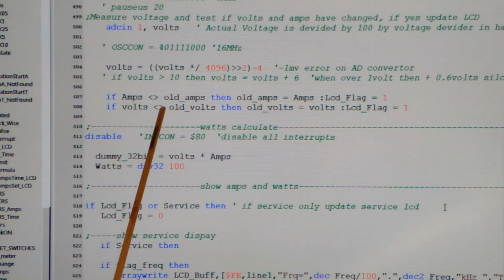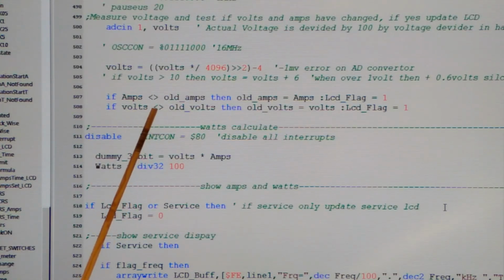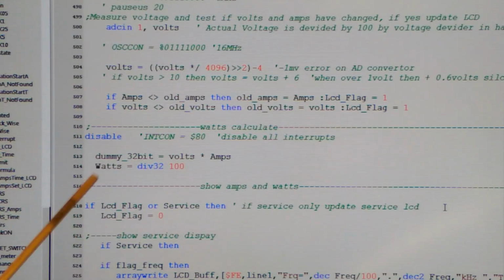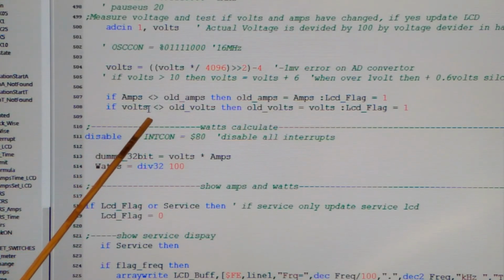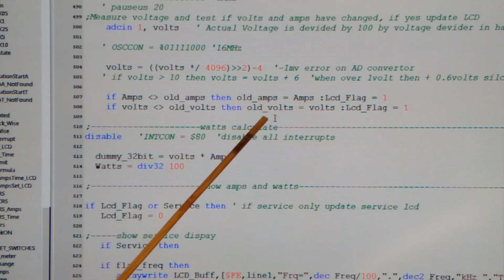You're going to compare it. So here's the comparison, and this is the same in C compilers, the 2 arrows like that. If volts is not equal, that's what that does, to old volts. That means if it's not the same, right, then old volts equals volts.